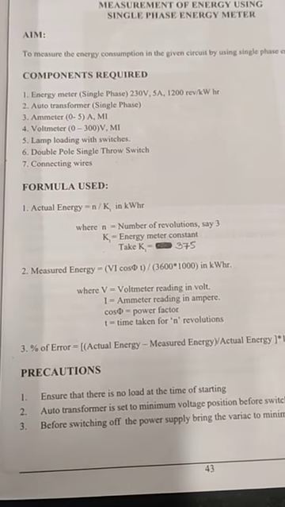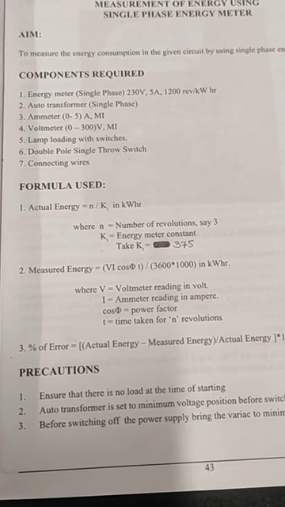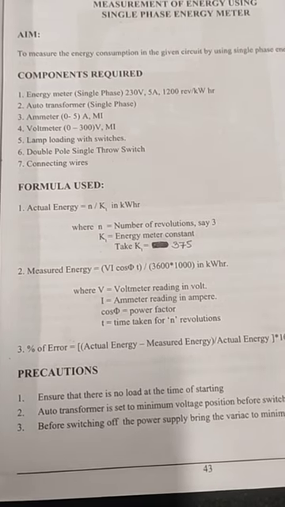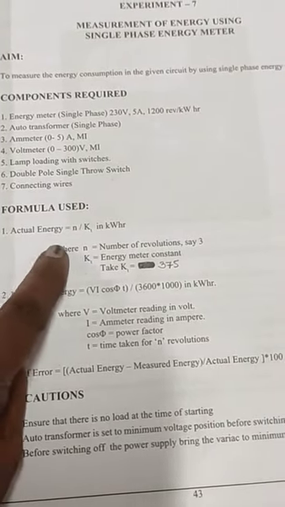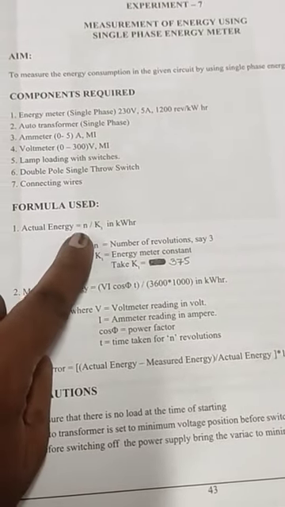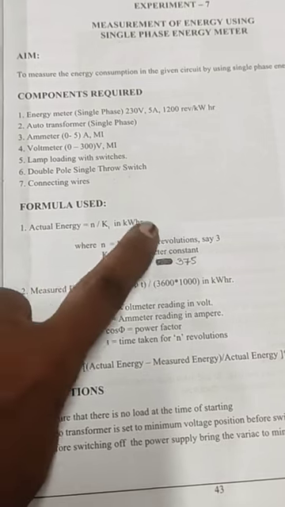Further, we must know certain formulas that we need to use to determine the actual power, measured power, and the difference between those two. In general, to determine the actual power, the formula is N divided by kT in kilowatt hours.